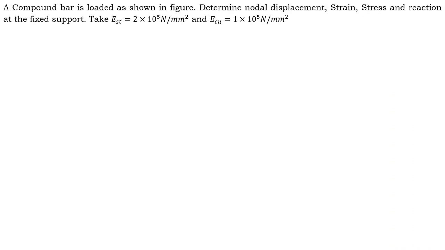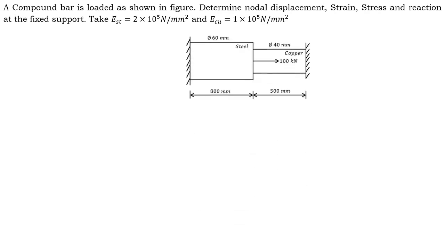Now once again this is the statement of the problem, a compound bar loaded as shown in the figure. Once again we need to find out the nodal displacement, strain, stress and the reaction at the fixed support. Here also we are going to consider two different materials, that is the steel and the copper, and respective Young's modulus values are mentioned. Here both the ends of the bar are fixed and the force is applied at the junction.